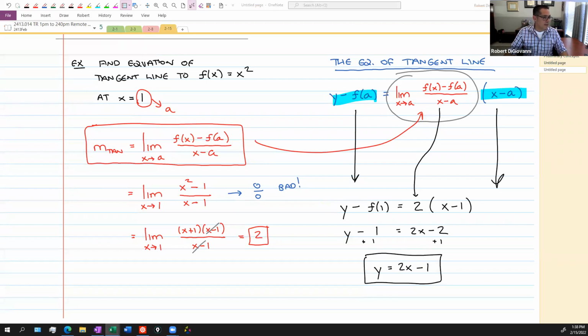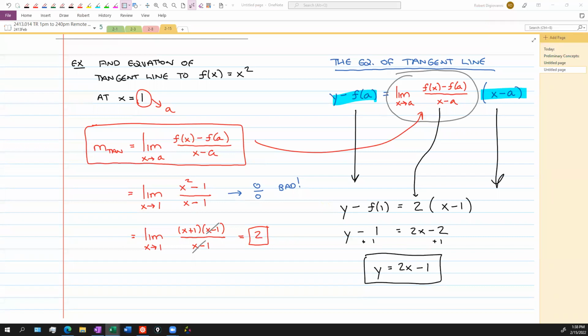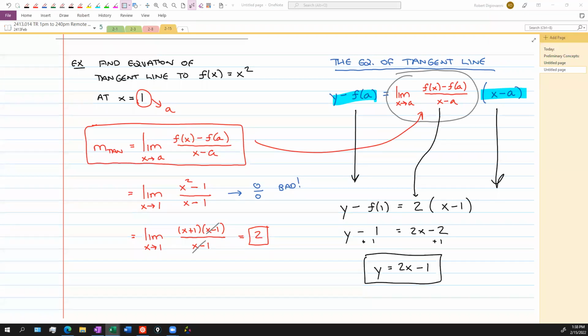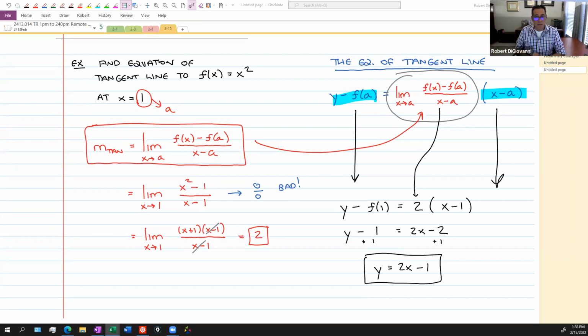All right, Valerie, you there? Yes. Valerie, what is the slope of the tangent line to this curve at x equals 1? What is the slope? 2. Good. Now, the equation is something different, right? The equation actually draws that line.